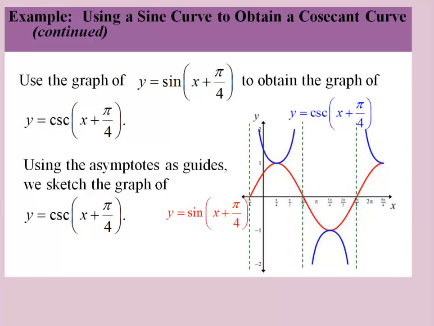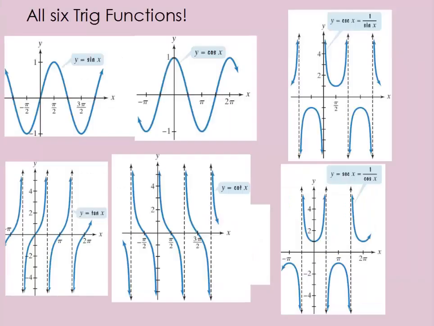Alright, using the sine curve to obtain a cosecant curve. So one way to graph a cosecant is to graph the sine curve first. So it's easier to graph sine of x plus pi over 4, and that's in red. And then you just do the U shapes and the mountain shapes and draw those asymptotes. It's easier just to graph the sine function first, then graph the cosecant or secant functions on top of those. Here's all the 6 trig functions having a big party. That's it.